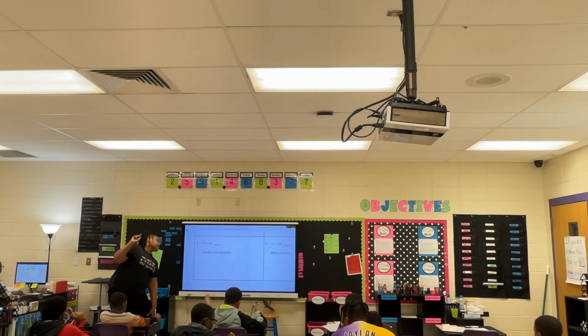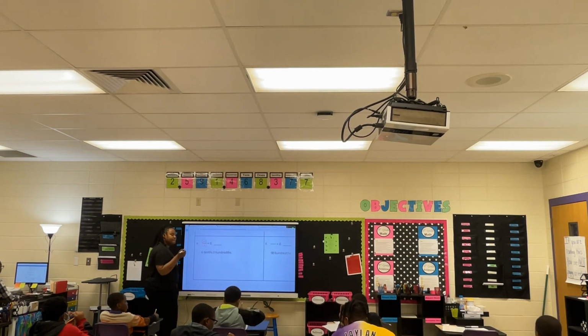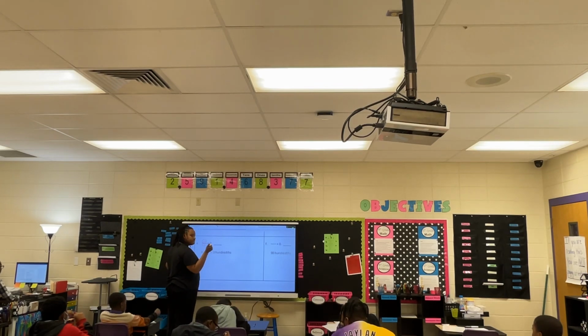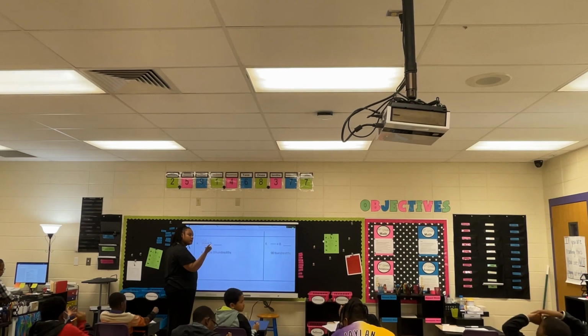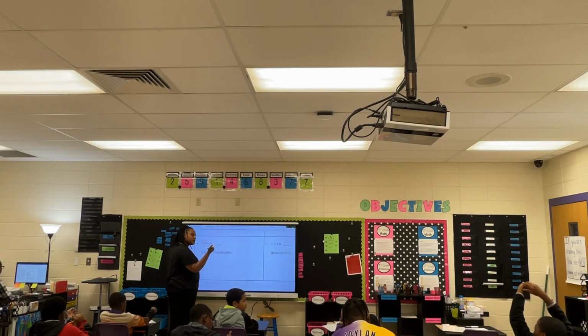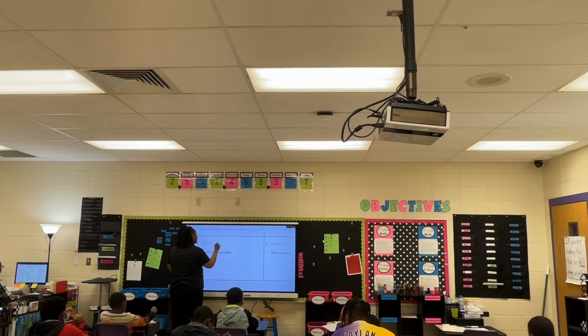Keeson, how do I write 63 hundredths as a decimal? 0.6. 0.6 what? 0.63. Yeah, good job. 0.63. Good job.